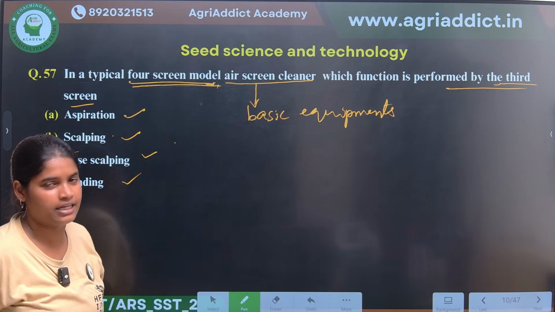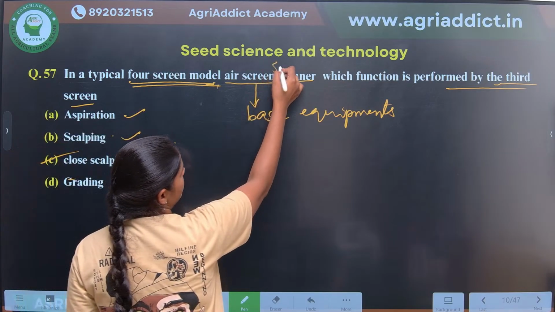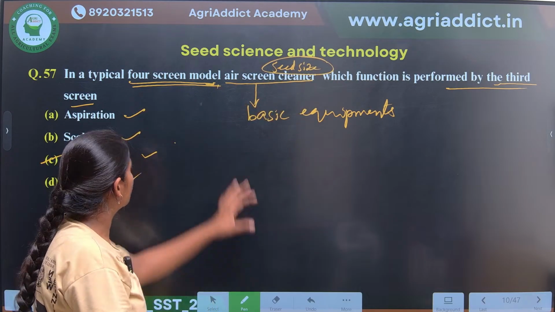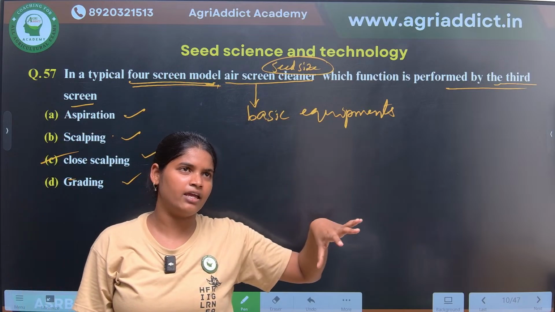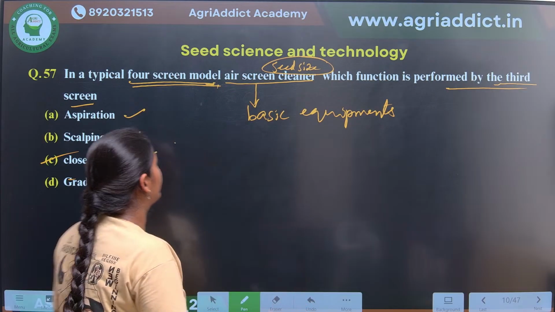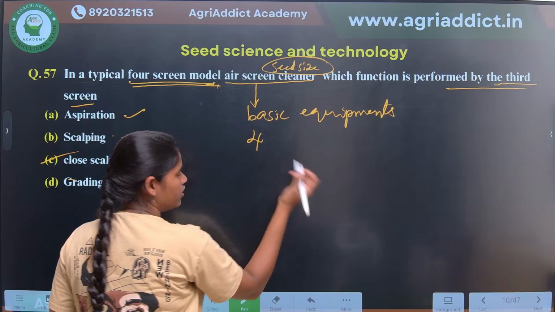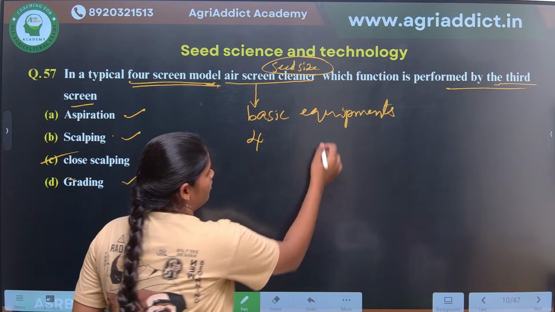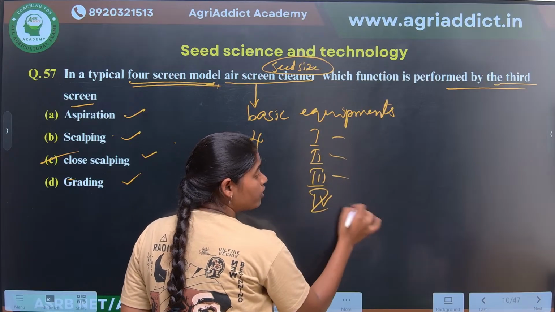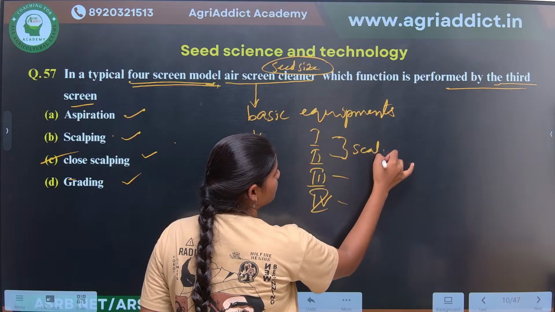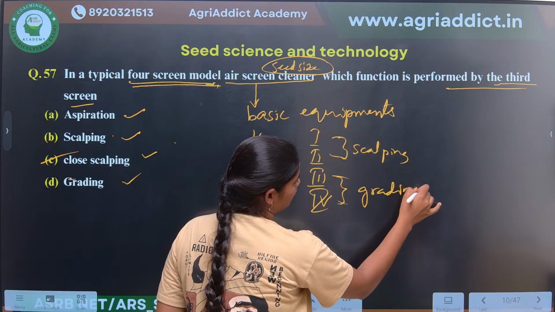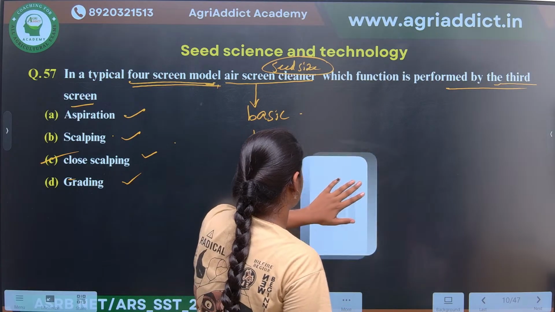It comes in basic cleaning. It is based on the seed size, and based on this, it will grade. The number of screens may vary based on the crop or the quality of seed we want. Here they mentioned a 4-screen model. In a 4-screen model, don't think that the first two will do scalping, and then the third and fourth will do grading. No, this is not the condition.